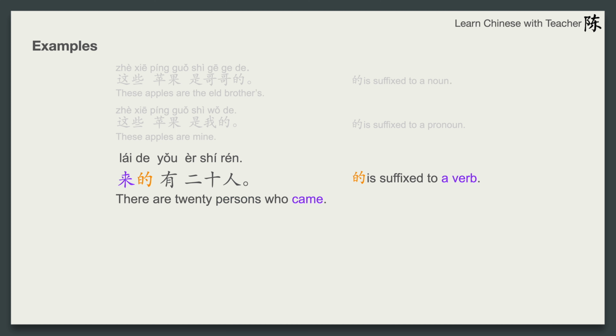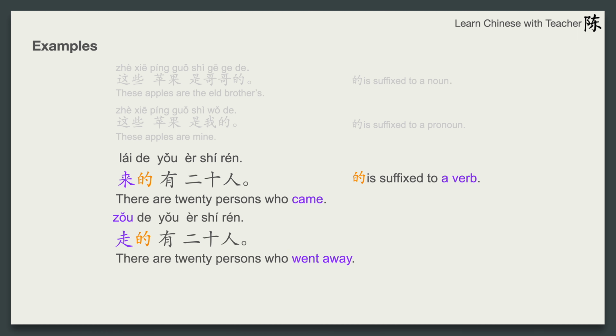In this example, the 的 is suffixed to a verb, and you can change the verb to any verb that a person can do, like 走, to go away. So you can say 走的有20人. There are 20 persons who went away. You can also change the verb into 吃, to eat. So the sentence would be 吃的有20人.